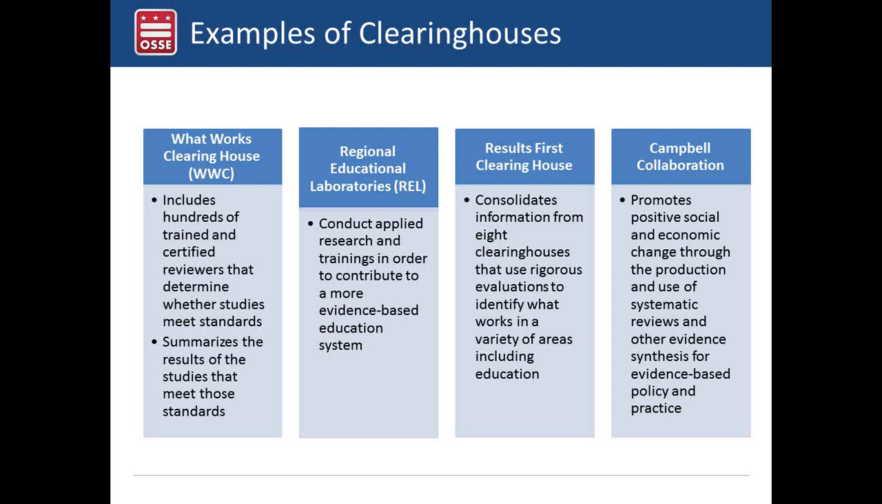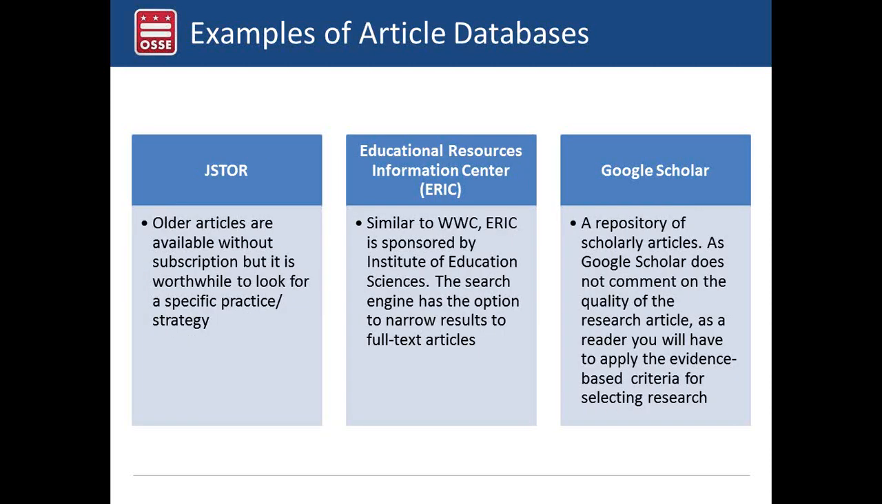For those of you who want to search more specific articles, we have the article databases. Some databases you may want to consider are JSTOR, Education Resources Information Center, also known as ERIC, and Google Scholar. Again, these article databases actually house the research articles that the clearinghouses compile in order to determine if the research is sound enough to be considered an evidence-based practice.